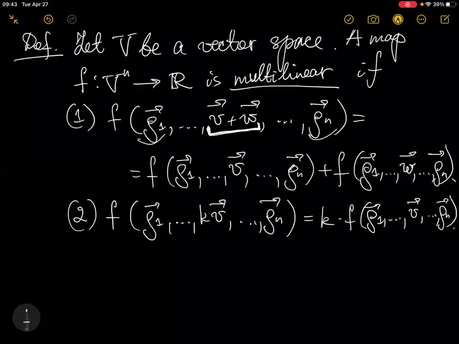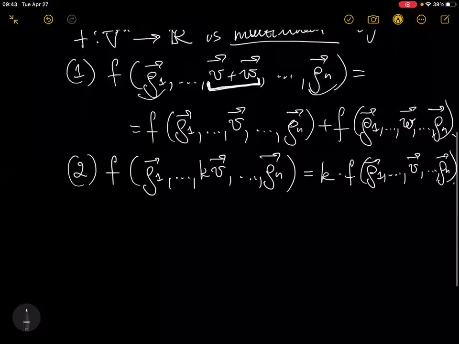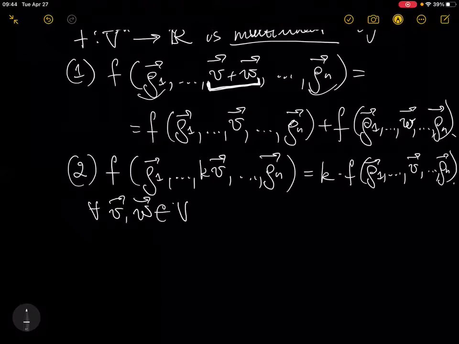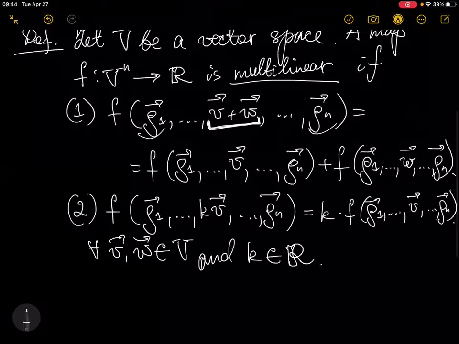The scalar. And this has to be true for any v, w belonging to the vector space and k belonging to the set of real numbers. So essentially, the idea is the following.